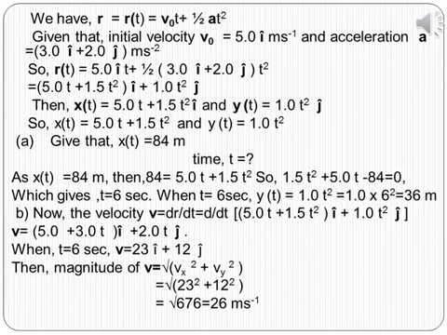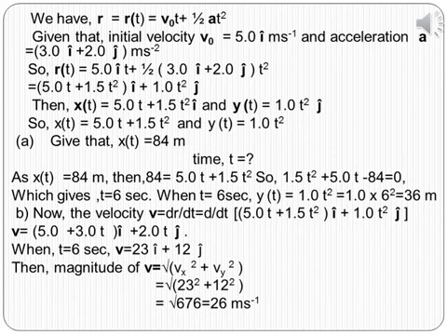Since the velocity vector v is equal to dr by dt, which is equal to d by dt of (5t plus 1.5 t square) i cap plus 1.0 t square j cap, which is equal to (5 plus 3t) i cap plus 2t j cap. When time t is equal to 6 seconds, what should be the velocity vector? The velocity vector v is equal to (5 plus 3 into 6) i cap plus 2 into 6 j cap, which is equal to 23 i cap plus 12 j cap.